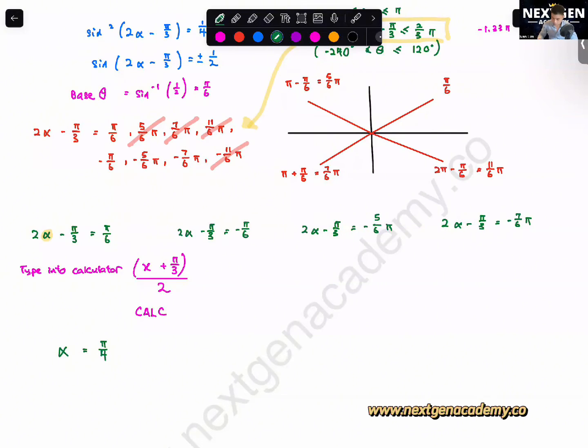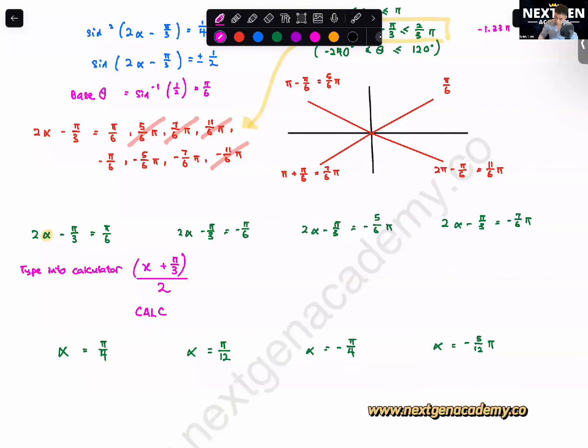Got it? Do the same for all of this. Negative pi/6, you get pi/12 or 1/12 pi. Negative 5/6 pi. Negative pi/4. Then here, you will get negative 5/12 pi.